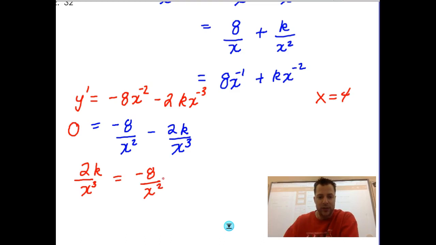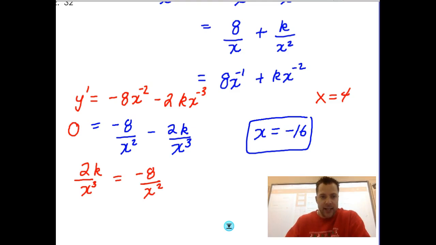So what I could do now is plug in my numbers for k. So I'm going to pause this really quick and see if you guys can do it. And when you're done, see if your answer matches up with mine. All right, well, did you get negative 16? If you did, congratulations. If you didn't, let's go ahead and finish this up.